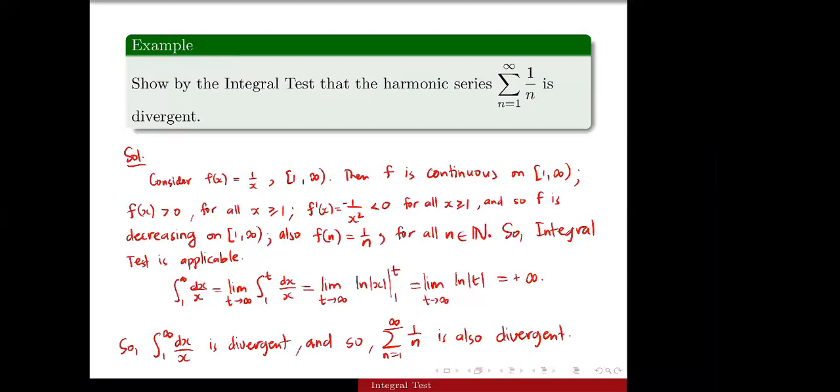So that's how we use the integral test to show that the harmonic series 1 over n from 1 up to plus infinity is divergent.